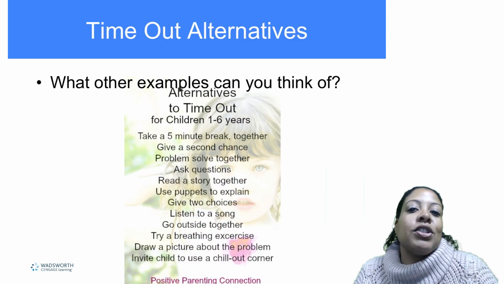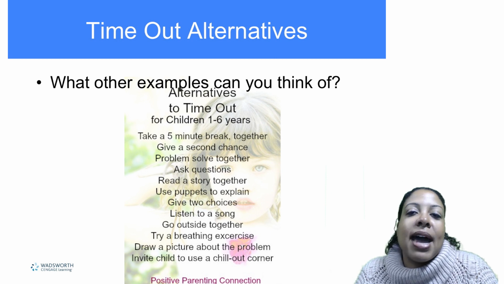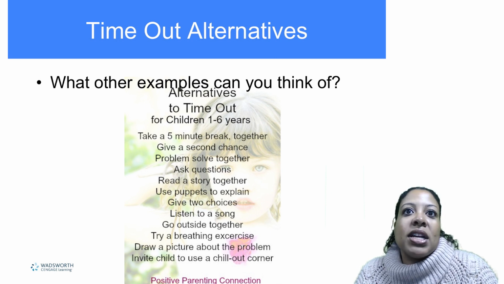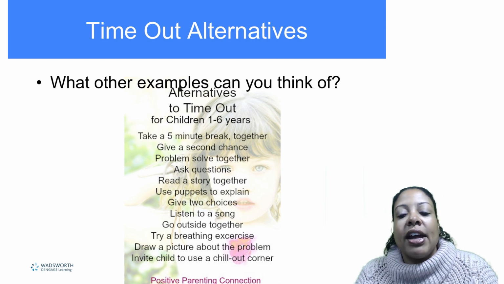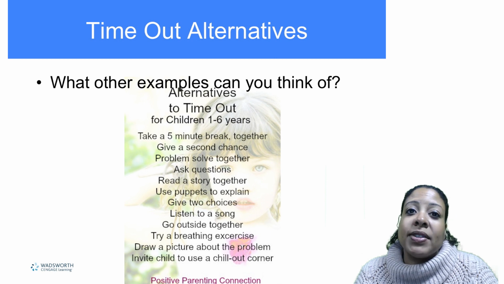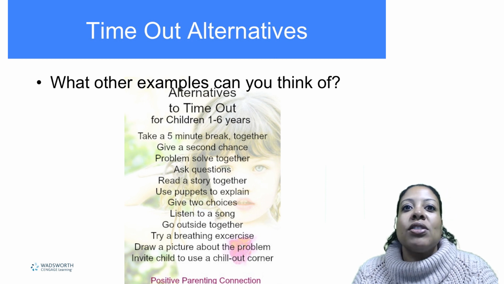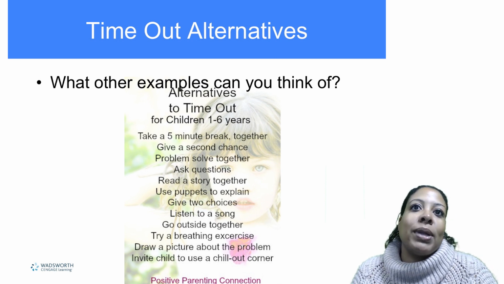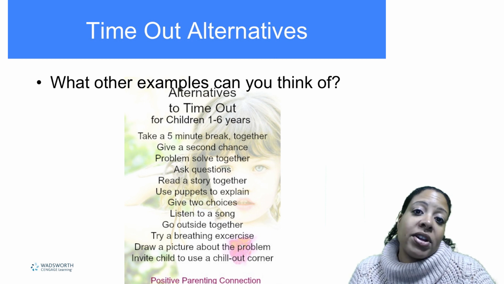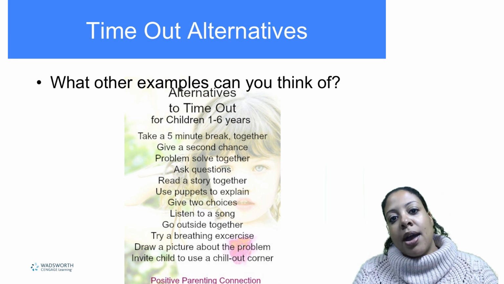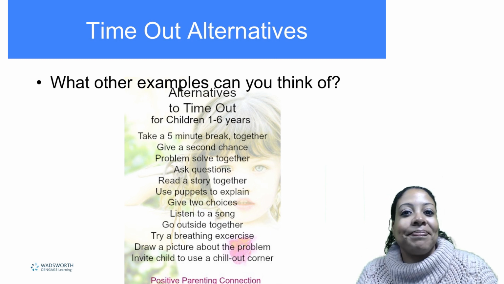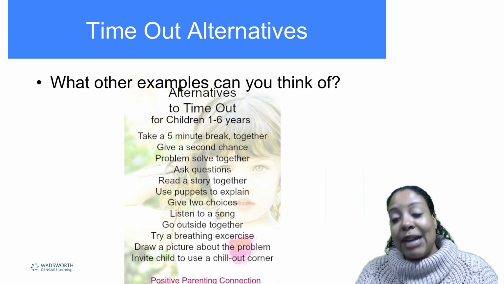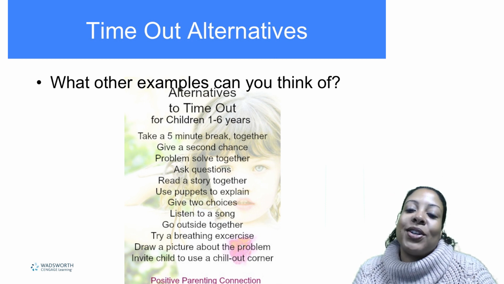So what are some alternatives to timeout? Here is a nice list of alternatives for timeout for children 1 to 6 years. And some examples, I'll read a few. Take a 5-minute break together, give them a second chance, problem solve together, ask questions, read a story together, use puppets to explain, etc. So what are some other examples that you can think of that would be productive alternatives to timeout? So take a moment to think about some alternatives.